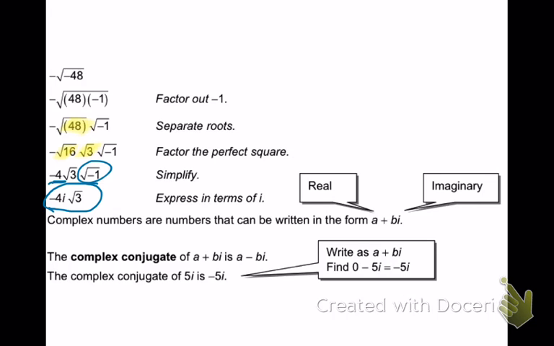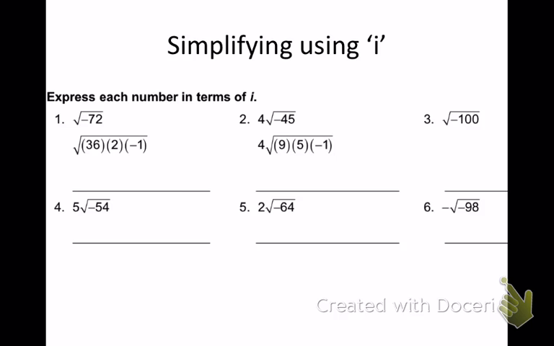Okay, so we're going to be breaking down the numbers just like we already have been doing. So let's look at number 1 here. I want to express each number in terms of i. I have the square root of negative 72. So 72, what's the perfect square that goes into 72? It's up there. 36, 2 and negative 1, right?